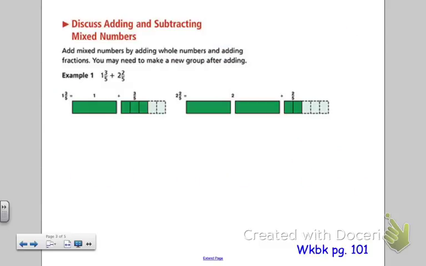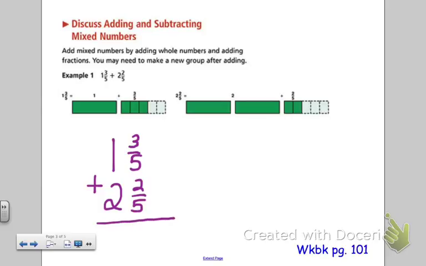Now that we're done comparing mixed numbers, let's talk about adding and subtracting them. So this is workbook page 101. You do have this. We are going to add this very first example. We're going to add 1 and 3/5 with 2 and 2/5. Now notice I like to write my problem vertically, and you'll start to see why when we get to subtraction. So I write it vertically, up and down, and you can see the example here.